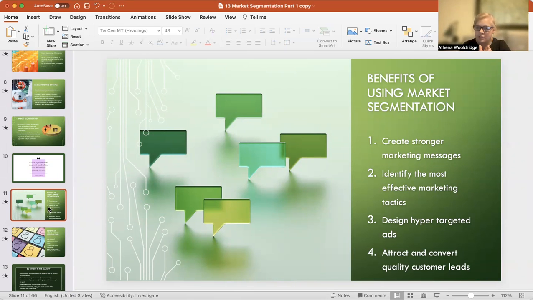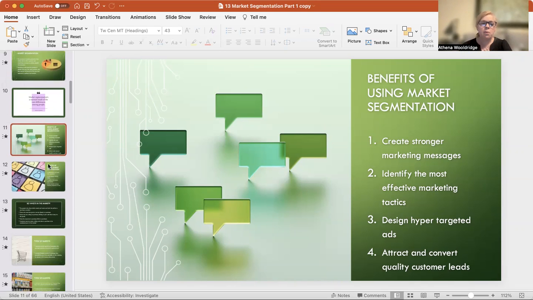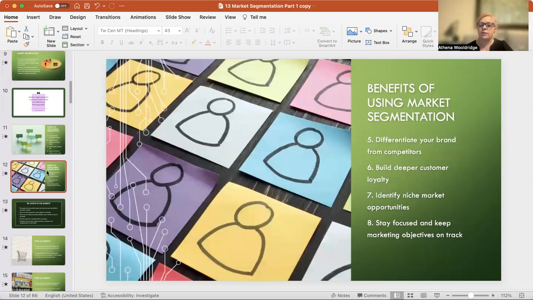We're hyper targeted. Okay. We are attracting and converting people faster. Converting is when we get people to take an action and do a sale. So they're buying something, they're subscribing, maybe they're doing some sort of action that we want them to take. All right. So this is what market segmentation has the benefit of.